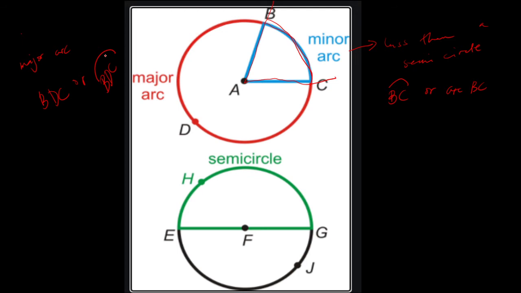Now, a semicircle is technically half of the circle. So from point E to point G, this part here of the arc is called a semicircle. Excuse my sketch. So the green part here is the semicircle, which measures exactly 180. We will discuss that further. So again, an arc has 3 kinds: minor arc, major arc, and semicircle.